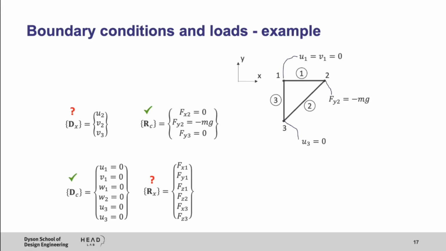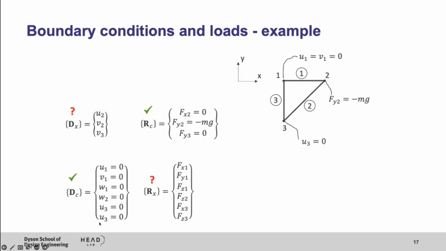So if we again look back at our example, dx here are u2, v2, and v3. So these are the degrees of freedom that are open. They are not fixed, and we don't know them. So that is really the purpose of solving these problems, to find these three unknowns. But they have corresponding nodal forces that are actually known. And the same thing for DC. So these are all the known displacement.